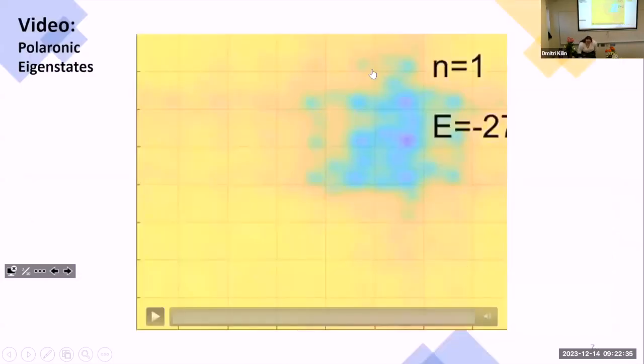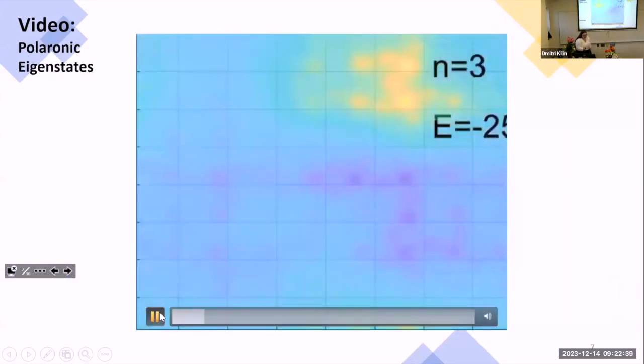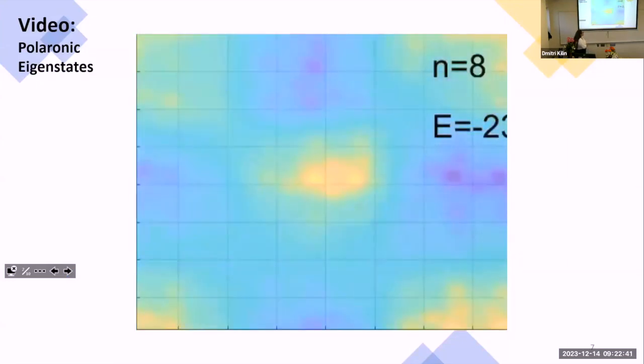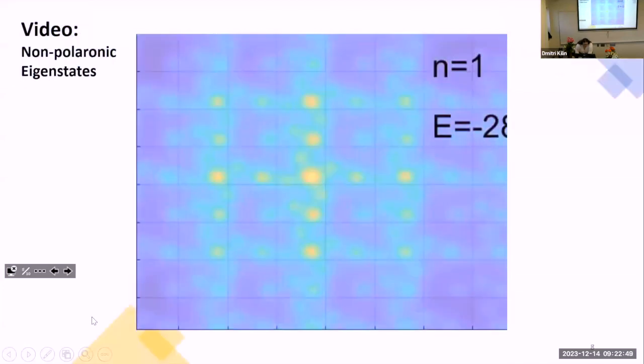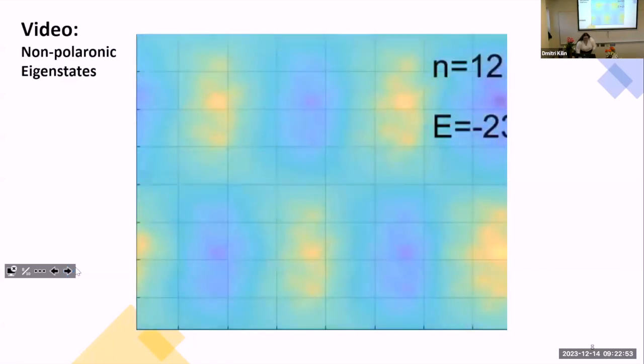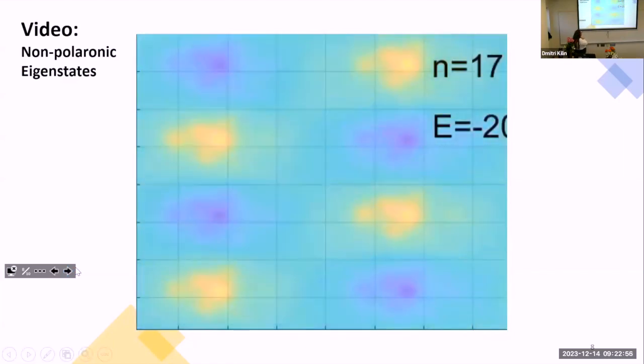Okay, this is a video for the Polaronic eigenstates, through 1 through 20, kind of seeing them move. This is the non-Polaronic 1 through 20.